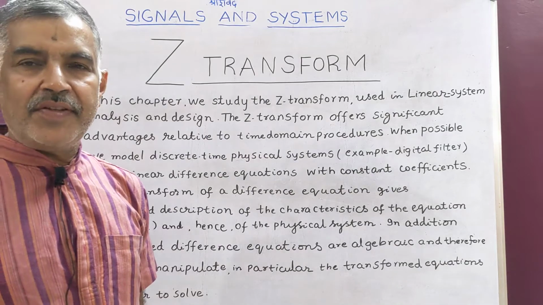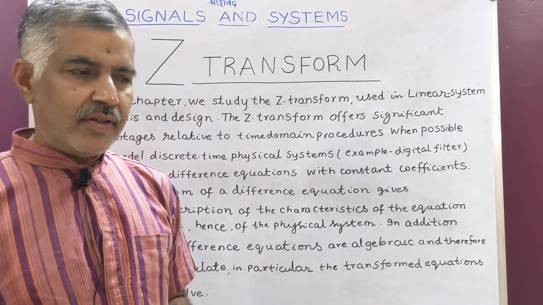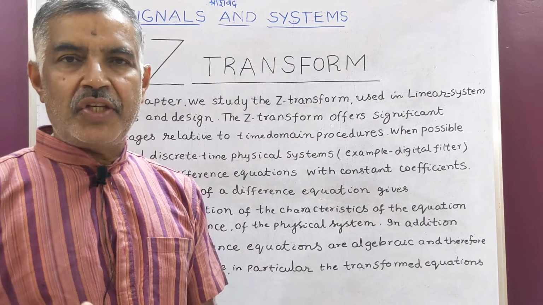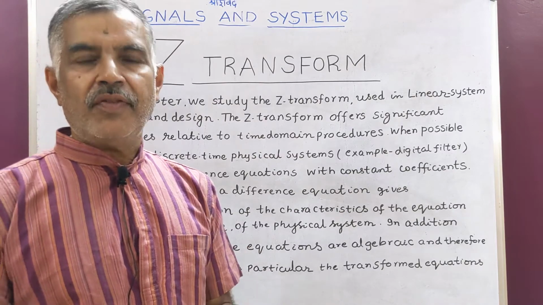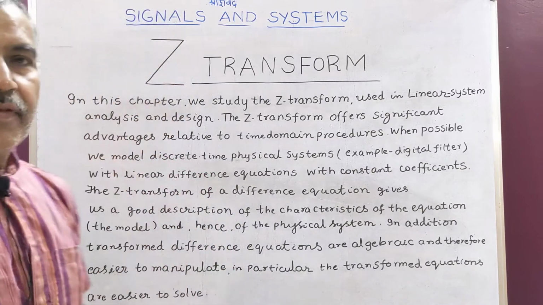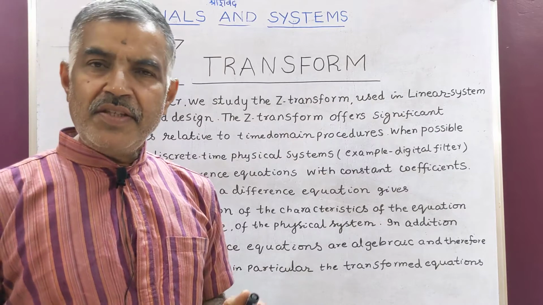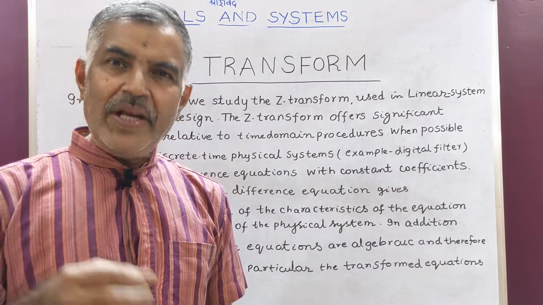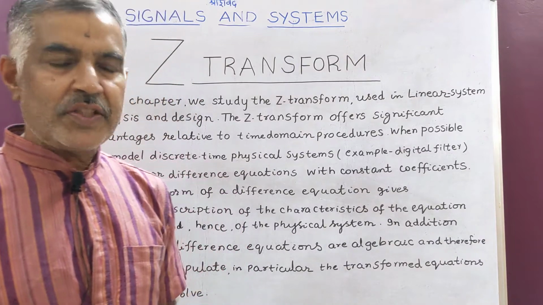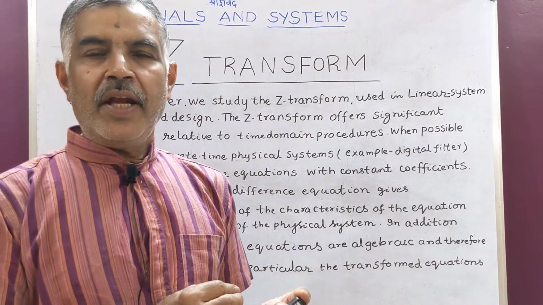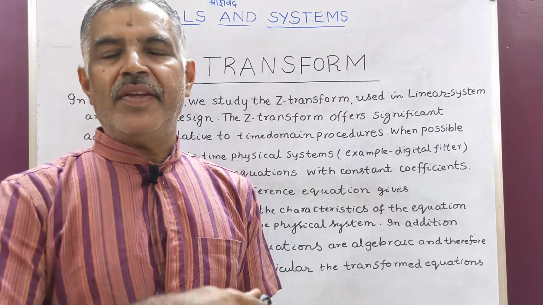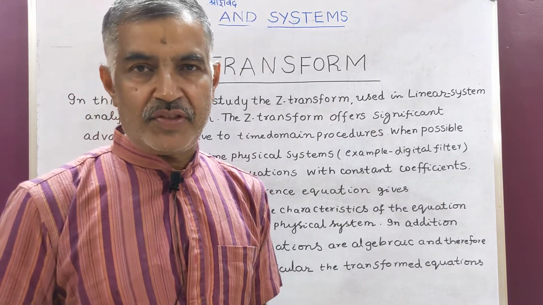Analysis. What do you mean by analysis? Analysis means the system already exists. We make a thorough investigation into the behavior of the system. That is called analysis. What do you mean by design? Design means to build a system to satisfy our requirements. First we state requirements, and to fulfill our requirements we build a system. That is called the design procedure.